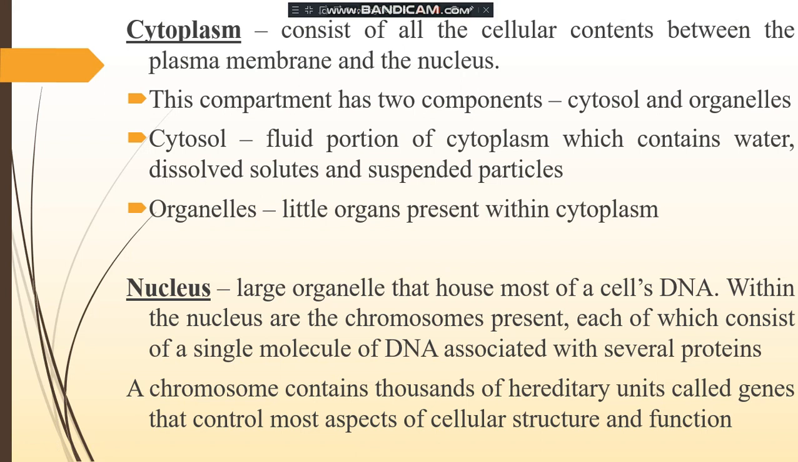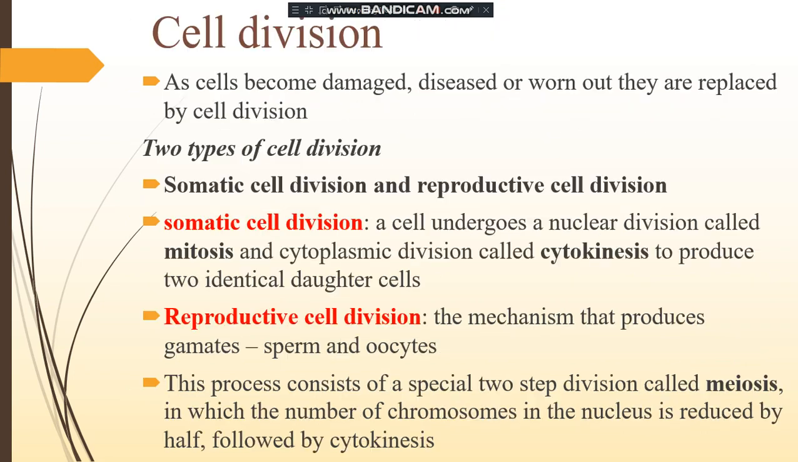And a chromosome contains thousands of hereditary units called genes. This is the basic unit of DNA that controls most aspects of cellular structure and function. So I hope you are able to understand the basic structural units of the cell. Now let's move on to the basics of cell division, how the cell is being divided.